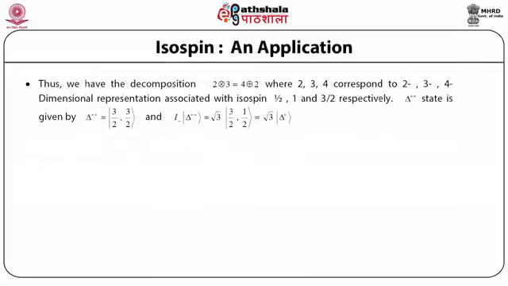Thus we have to decompose 2 ⊗ 3 into the states 4 plus 2, where 2, 3 and 4 correspond to the 2, 3 and 4 dimensional representations associated with spin 1/2, 1 and 3/2 respectively. The Delta plus state is given by a 3/2 state. So Delta plus can be written as |3/2, 1/2⟩, and therefore I minus acting on Delta plus will be, from what we have learned earlier, √3 |3/2, 1/2⟩, and that is Delta plus. So it's just √3 times Delta plus.